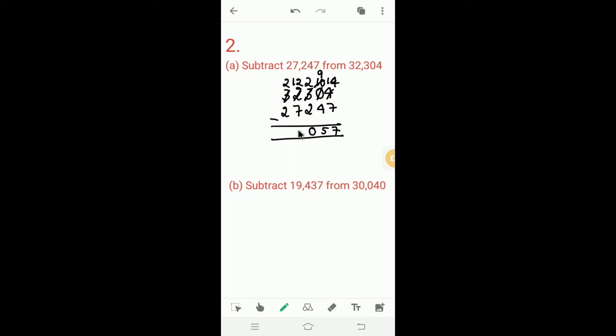12 minus 7 is how much? 12 minus 7 is 5. 2 minus 2 is how much? 2 minus 2 is 0. So the answer is 5,057.